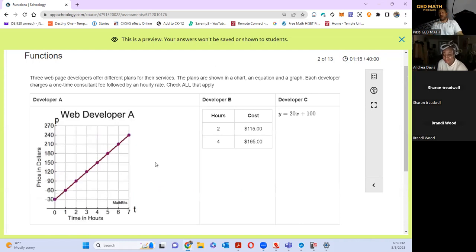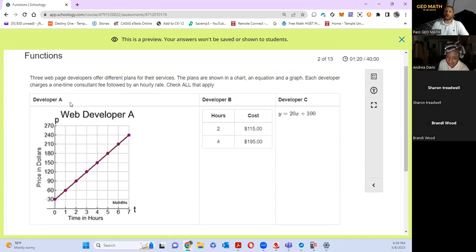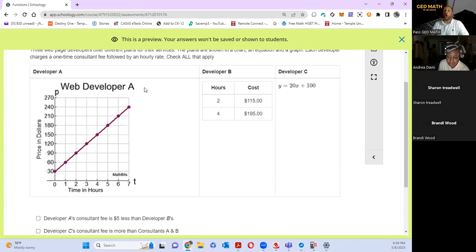Look at this one. Are you kidding me, Mr. Tinsley? Look at this problem. It says 3 web page developers offer different plans for their services. The plans are shown in a chart, an equation, and a graph. Each developer charges a one-time consultant fee followed by an hourly rate. Check all that apply. You're never going to have anything this hard on your GED. But the reason why I put this type of question on the exam is because I want to see if you have conceptual understanding of what a function is.